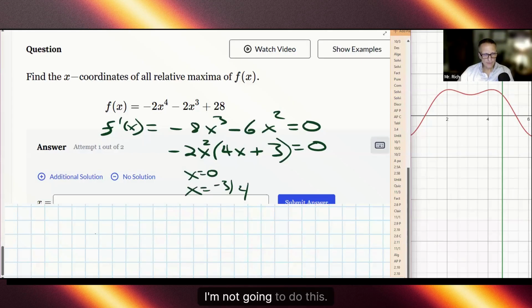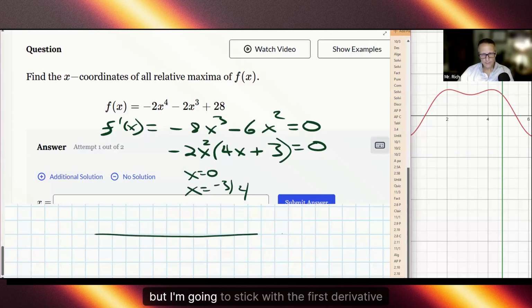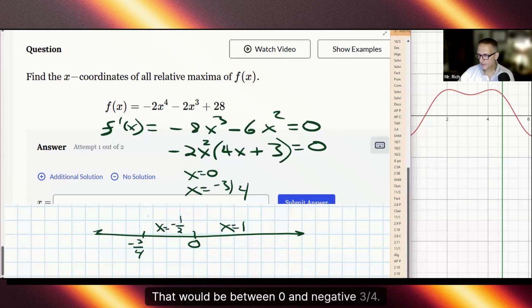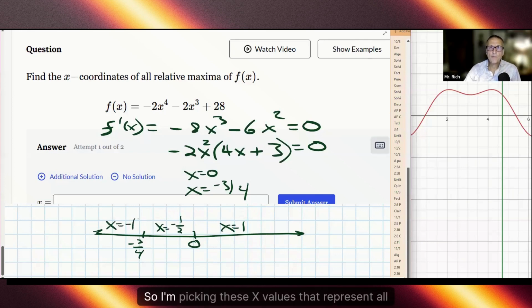I was going to do the second derivative test, but I'm going to stick with the first derivative test. I think it's going to be much easier. So I'm going to put 0 right there and -3/4 here. I'm now going to pick some test points. To the right of 0, I'll use 1. Over here, I'm going to use -1/2, which is between 0 and -3/4. And then over here, I'll use x equals -1, which is to the left of -3/4. So I'm picking these x values that represent all of the other points that are in those intervals.